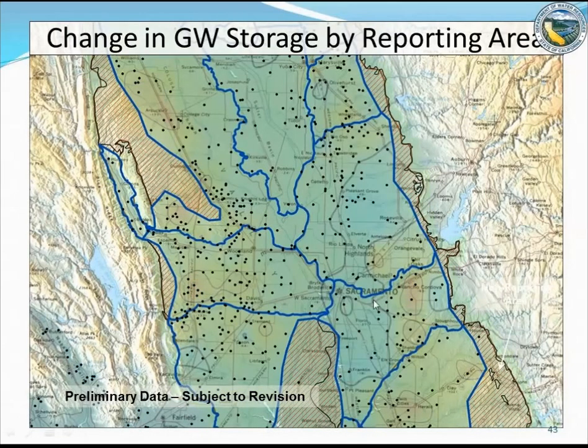Then we apply our boundaries. We can see our non-reporting areas in the red hatch. We can see our basin boundary out here. And then we can see our subbasins, which will be our reporting areas.